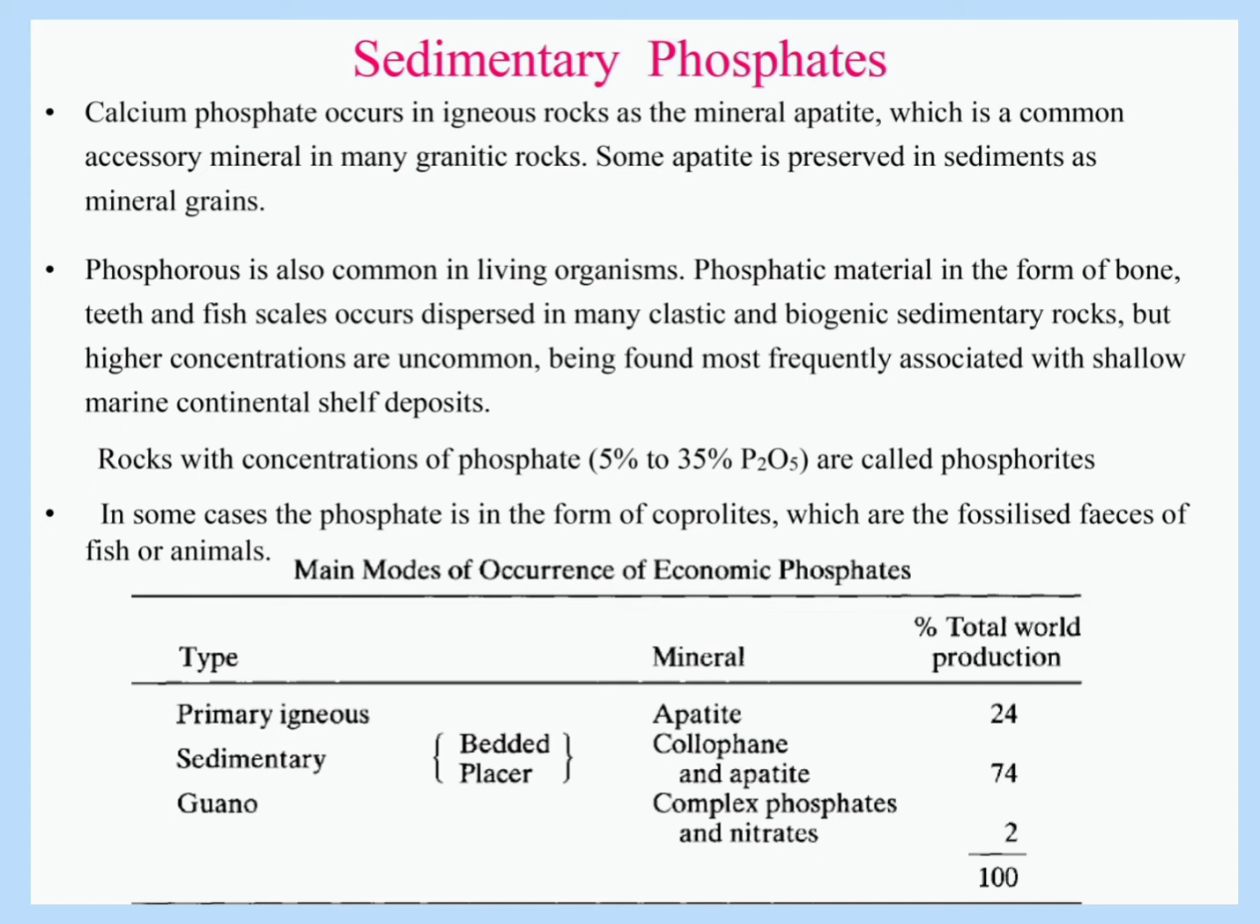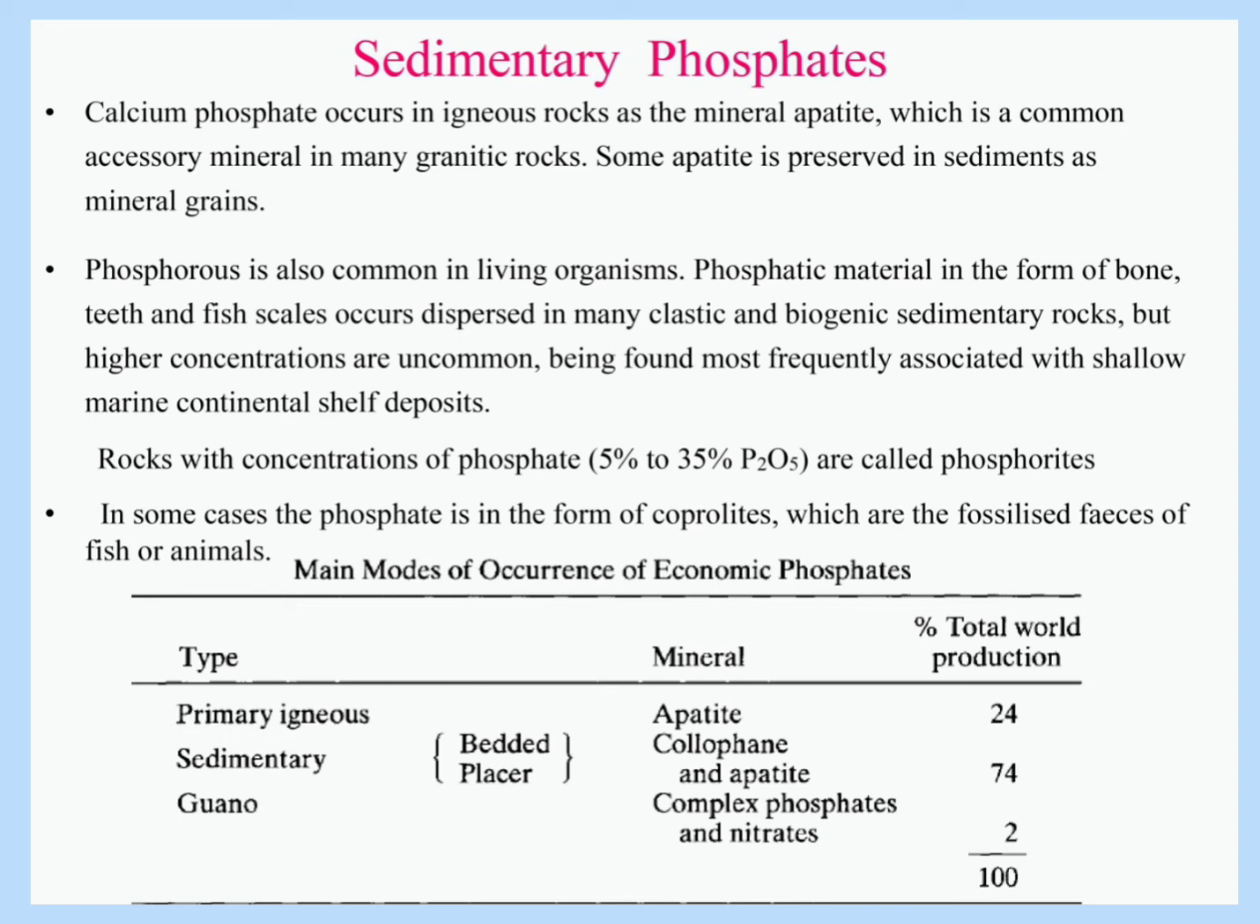Being found most frequently associated with the shallow marine continental shelf deposit. So now these sedimentary phosphates are related to the shallow marine continental shelf deposit, and this one is important. Where will you find sedimentary phosphate? You will find them in marine continental shelf deposits.